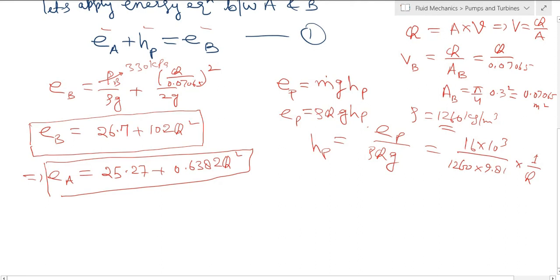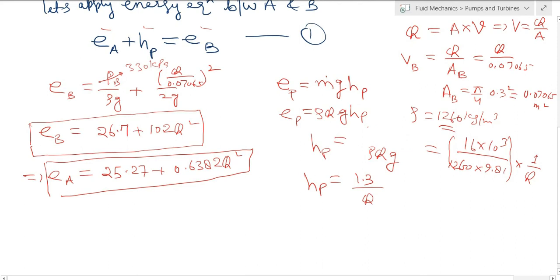So how much is HP? When you simplify this, you are going to get HP to be 1.3 multiplied by 1 upon Q. So HP is 1.3 divided by Q. I can write Q here. This is the same thing.